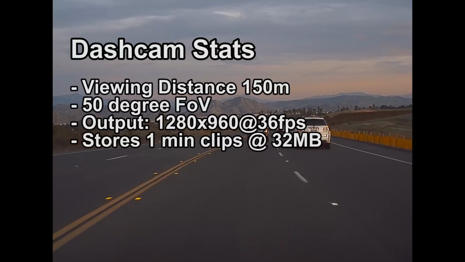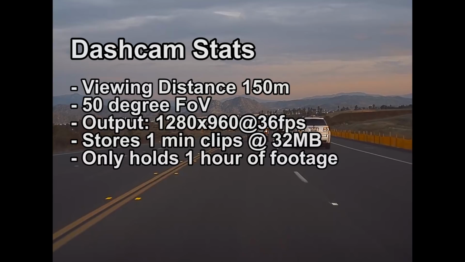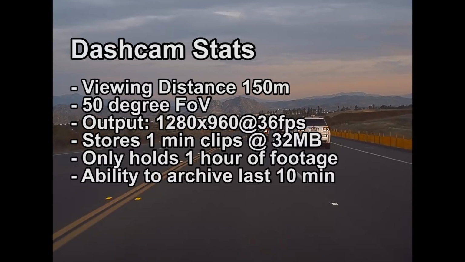The video files are saved in 1-minute clips at around 32 megabytes each, and with the TeslaCam, it will only store up to an hour of footage before being overwritten. Additionally, there is an option that allows you to archive the last 10 minutes of footage, which can't be overwritten. This is accomplished by simply tapping the camera icon while it's actively recording.